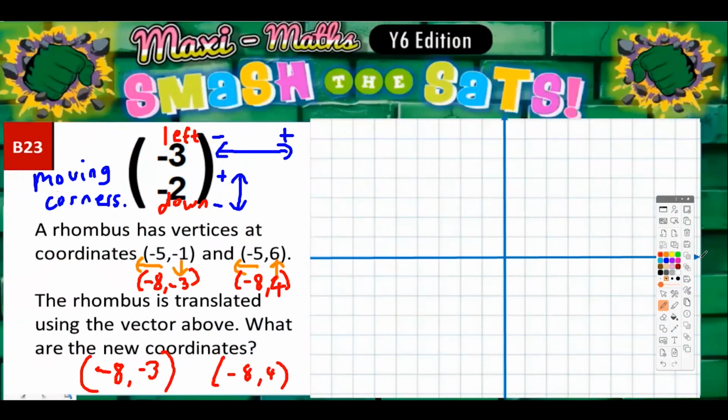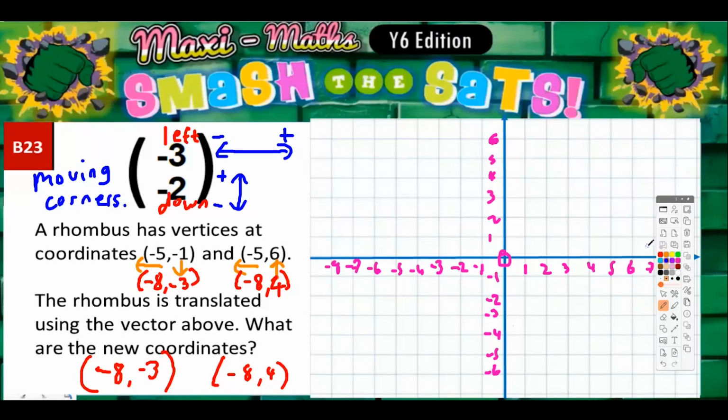Now, we are going to demonstrate that using a grid, because if worst comes to worst, you could actually draw a grid. So let's just label our axes. So that's going to go 0 in the middle, 1, 2, 3, 4, 5, 6, 7. There we go. -1, -2, -3, -4, -5, -6, -7, -8. 1, 2, 3, 4, 5, 6. -1, -2, -3, -4, -5, -6.